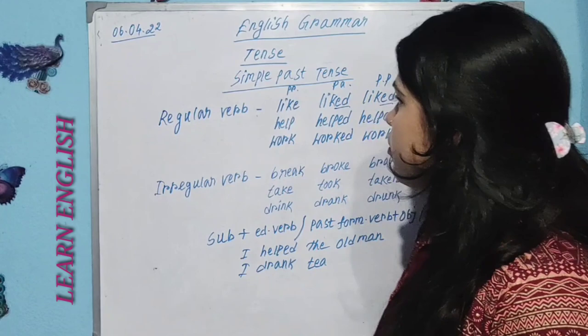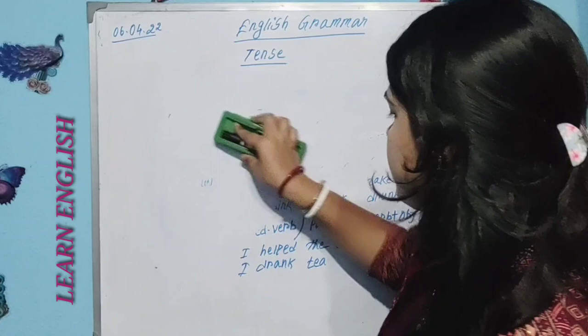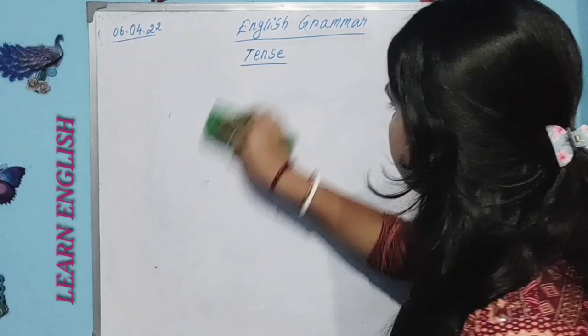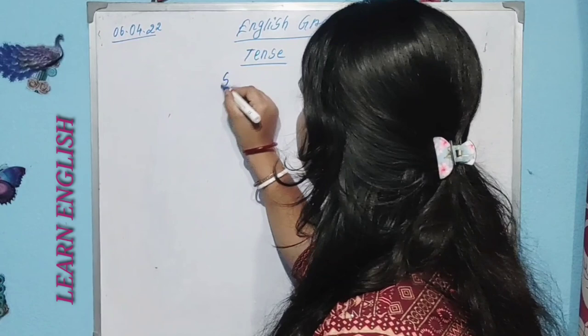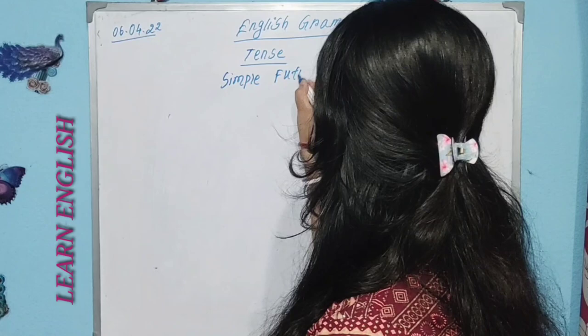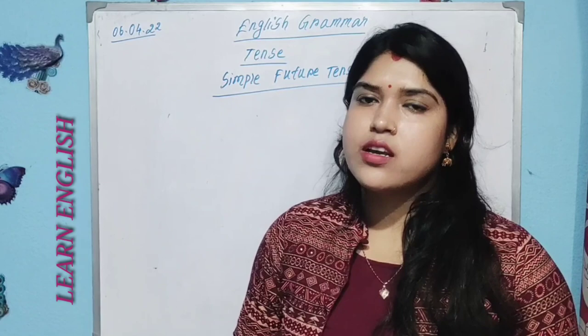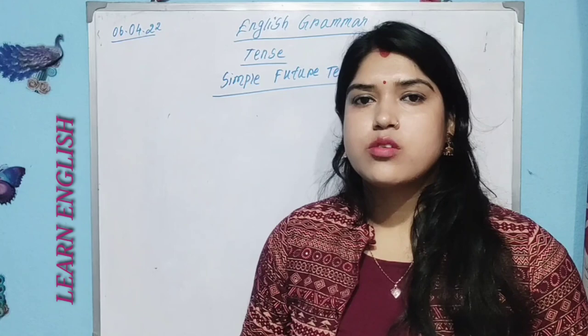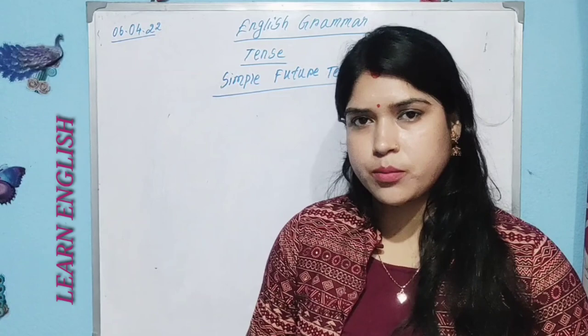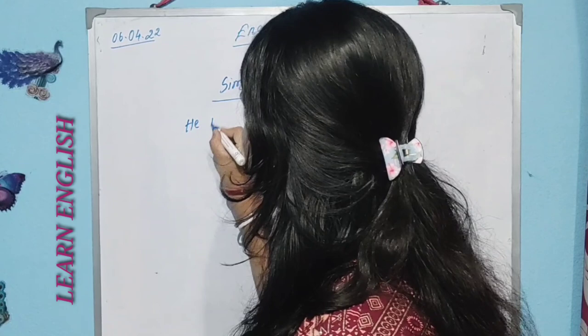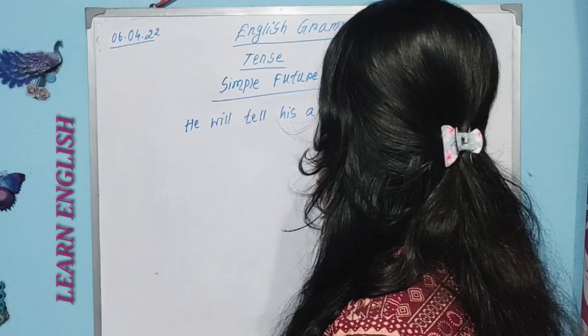So next is simple future tense. So what is simple future tense? Simple future tense is used to indicate the action that will happen in future. Okay, so we add shall or will before the base form of the verb. For example, he will tell his answer.